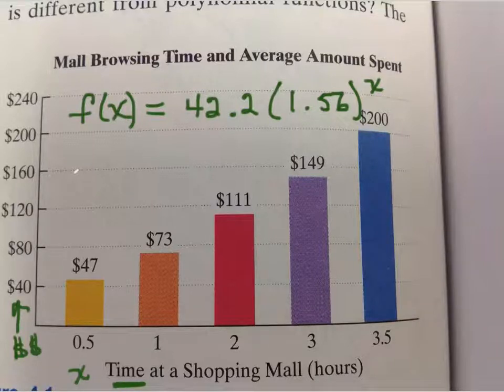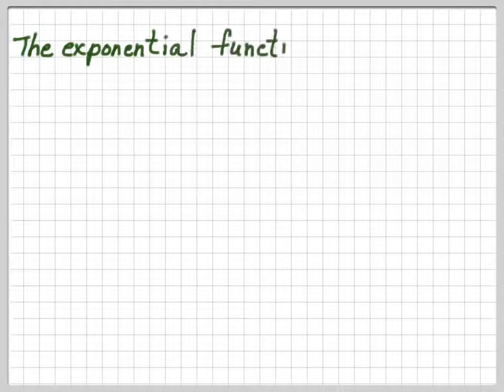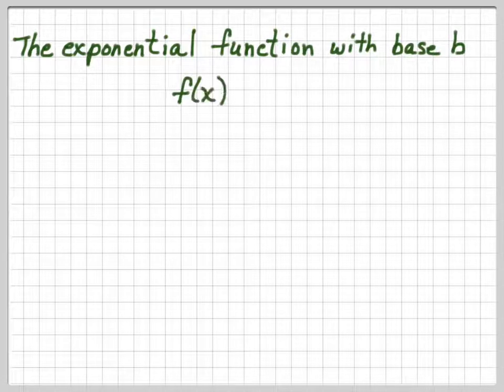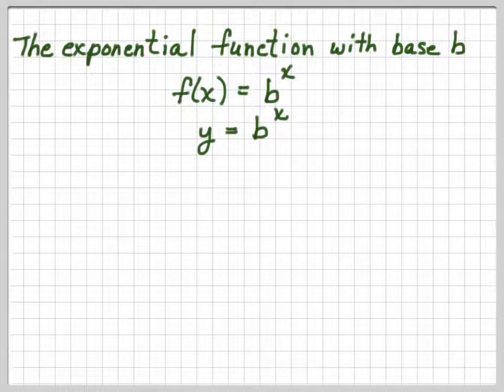Now you could connect the midpoints of each one of these bar graphs, and then you could see that it is a function that goes in a curve. But right now we're just using the bar graph. All right. So the exponential function with base b is f of x equals b raised to the x power. You can also call this y equals b raised to the x power, and we'll be using this when we get to logarithms.